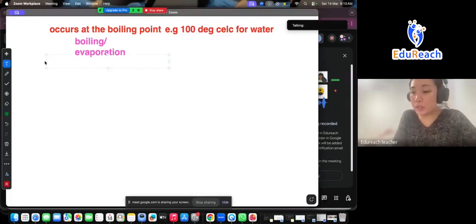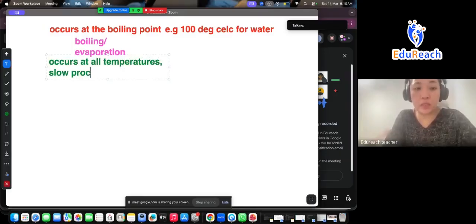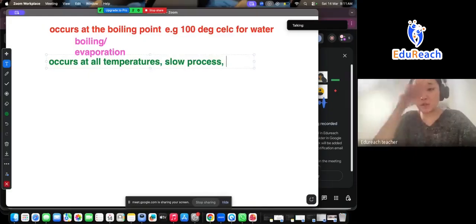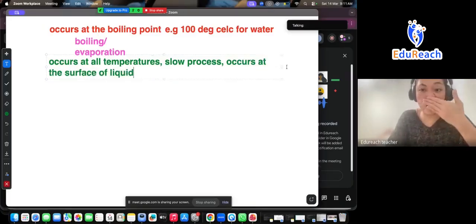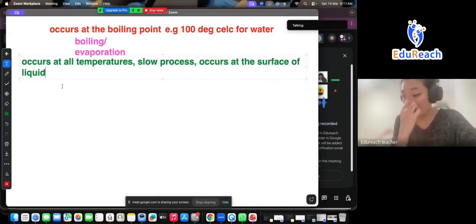Now, I also want you to write down something about evaporation. Occurs at all temperatures. It is a slow process. Evaporation happens very slowly, and it only happens at the surface of the liquid. So write that down: occurs at all temperatures, slow process, and occurs at the surface of the liquid. Whereas boiling actually happens throughout the entire liquid. Evaporation only happens at the surface of the liquid. Write this down and let me know once you are done.